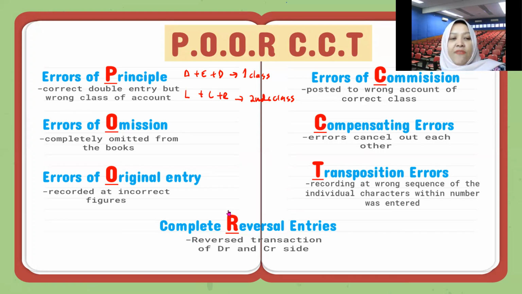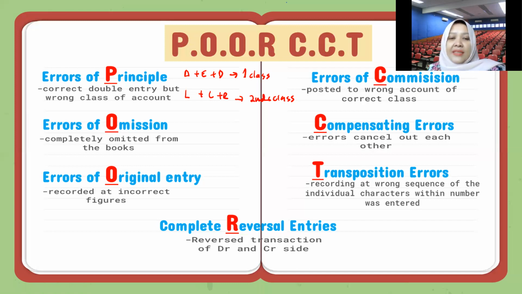The fourth one is reversal entry. The fourth error is reversal, where you have recorded the debit and credit sides reversed. For example, the correct entry should be debit purchase and credit, let's say, account payable, but you have recorded it as debit account payable, credit purchase. So it won't affect your trial balance because you have a correct double entry with the correct amount.